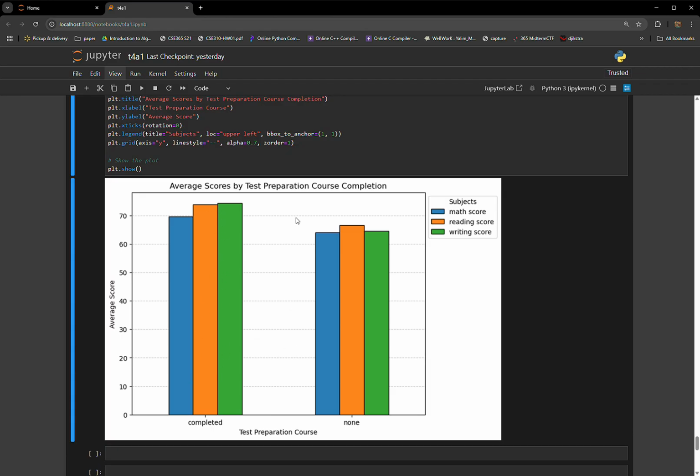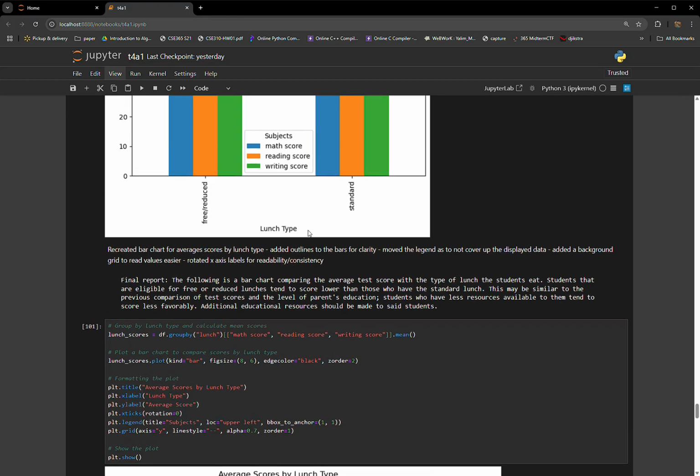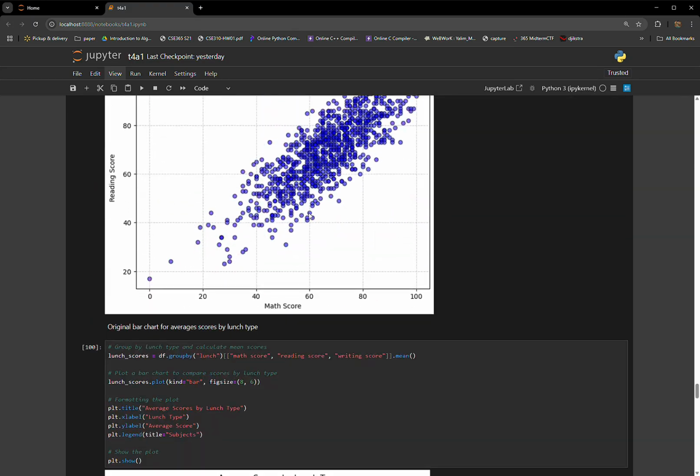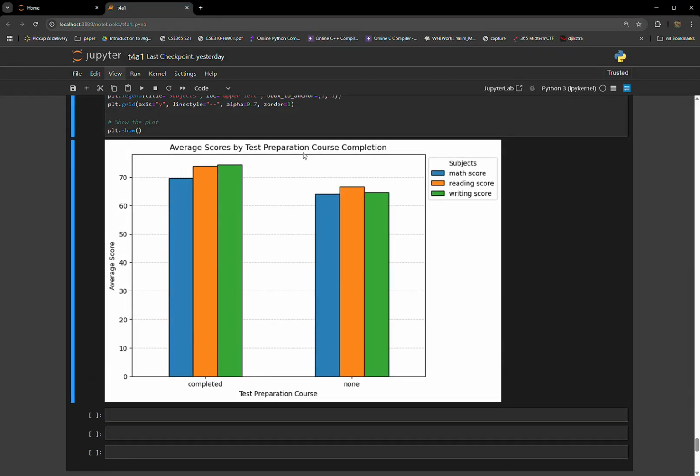So the students that we saw in the previous charts that tend to have lower scores, whether it be due to, for example, the lunch type or the racial background, things like that, those students should be required to complete the test preparation course, as those students who did complete that course did tend to score higher.